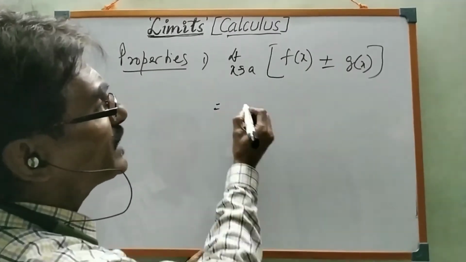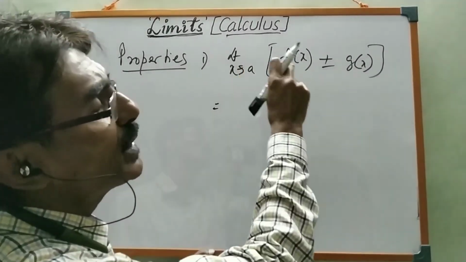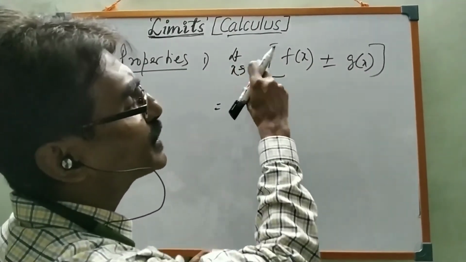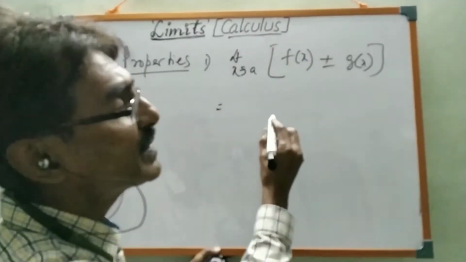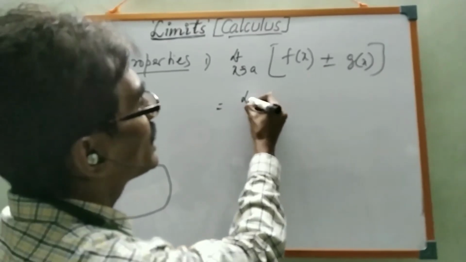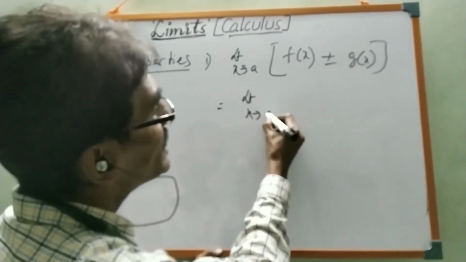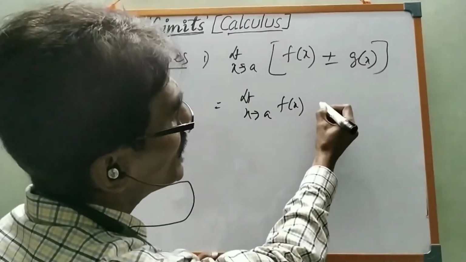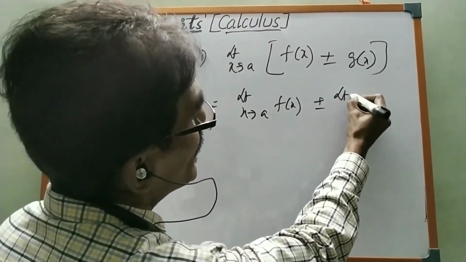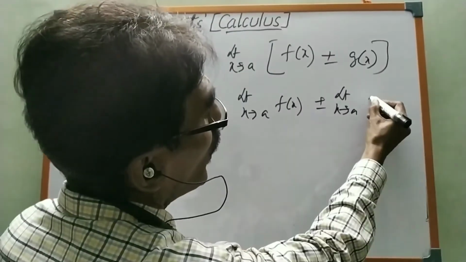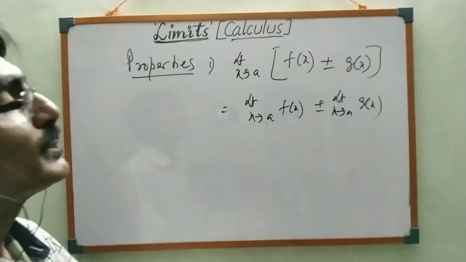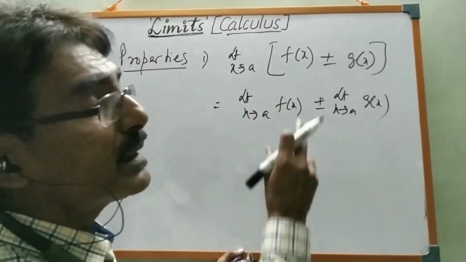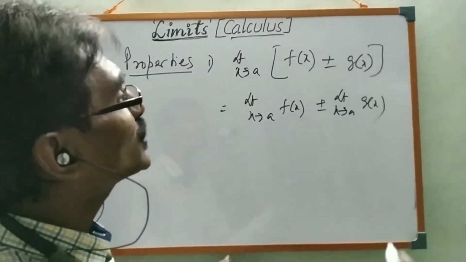Now, what is the property? The limit will be distributed, or we have to divide the limit. We have to take the limit with both the functions separately. So the property is limit x tends to a of the first function plus or minus limit x tends to a of the second function. The property also holds for functions when they are a product or a quotient.